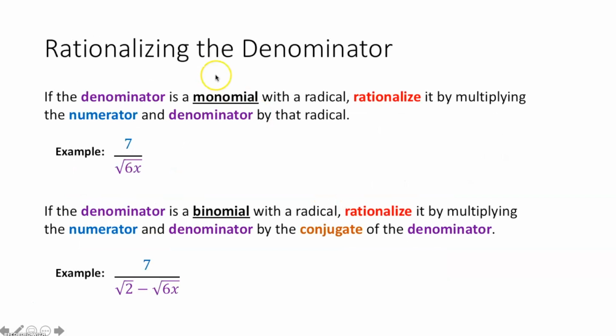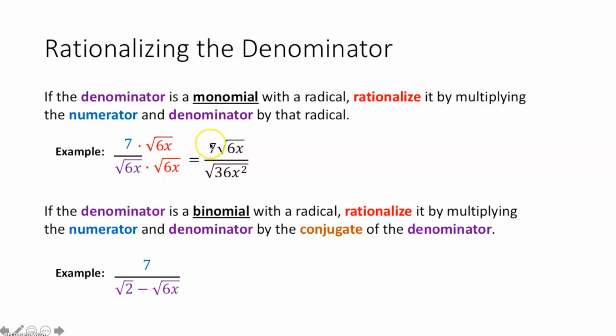Now, rationalizing the denominator. If the denominator is a monomial with a radical, rationalize it by multiplying the numerator and denominator by that radical. So here, if I have 7 over rad 6x, this is a monomial, it's just one term, there's no plus or minus. So what I do, I just multiply the numerator and denominator by rad 6x.